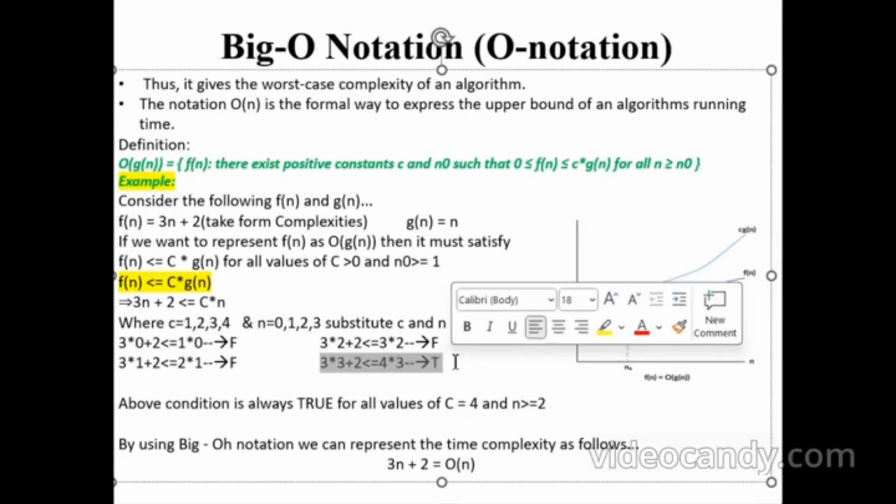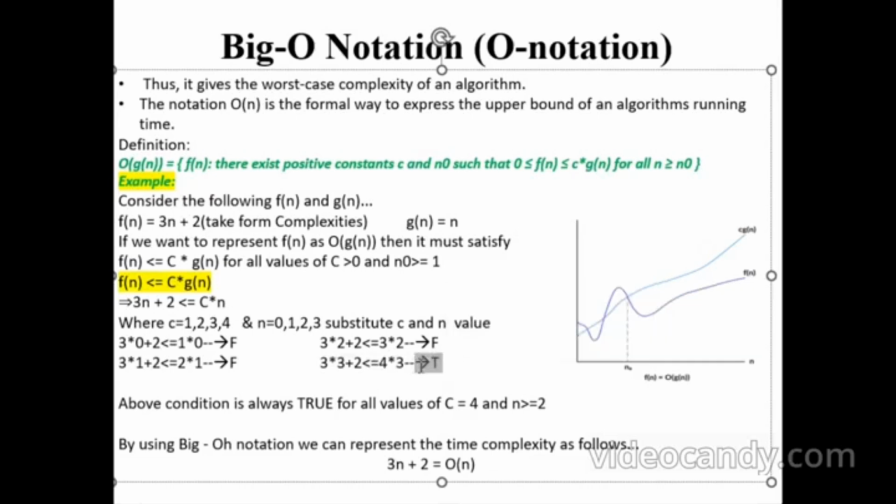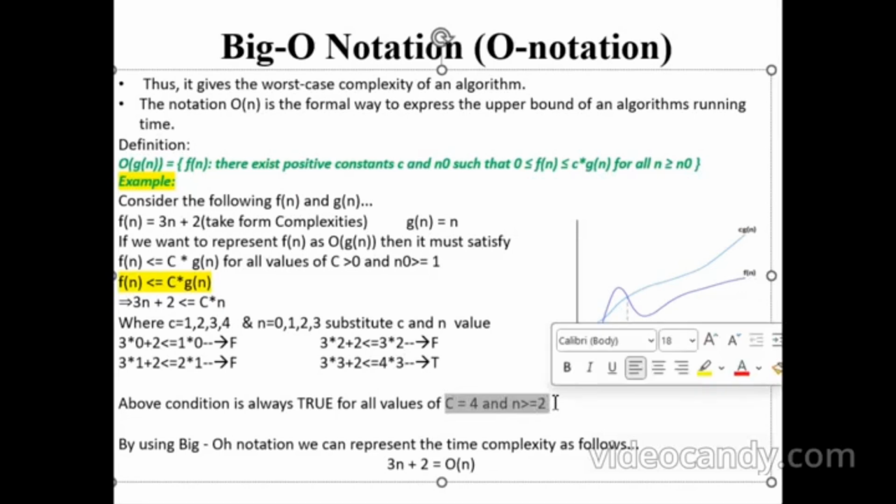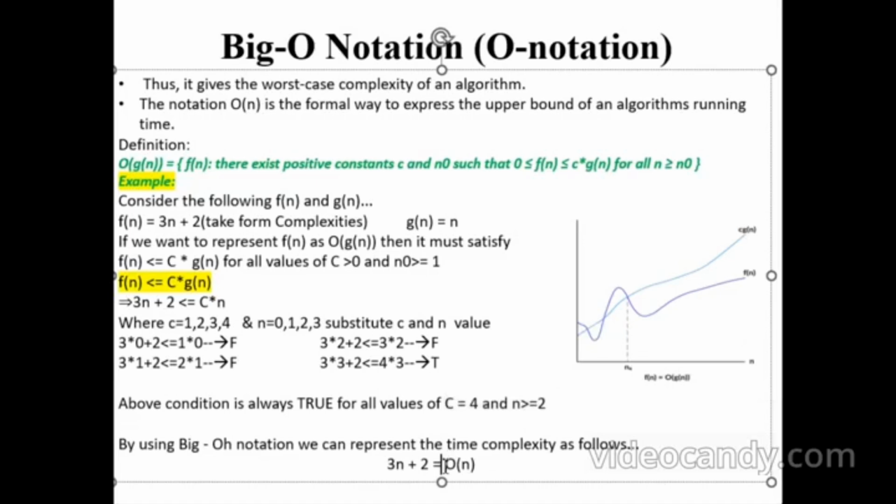That means 4 into 3n is the c into g of n value. This is 12 and the 3n plus 2 value is 9 plus 2, 11. 11 is less than or equal to 12. So c of n value is the upper bound. That's why in the graph we mention c of n value as the upper bound and 3n plus 2, the f of n value, as the lower bound. The condition is satisfied when the constant value is 4 and n value is more than 2. The complexity of this one is order of n.